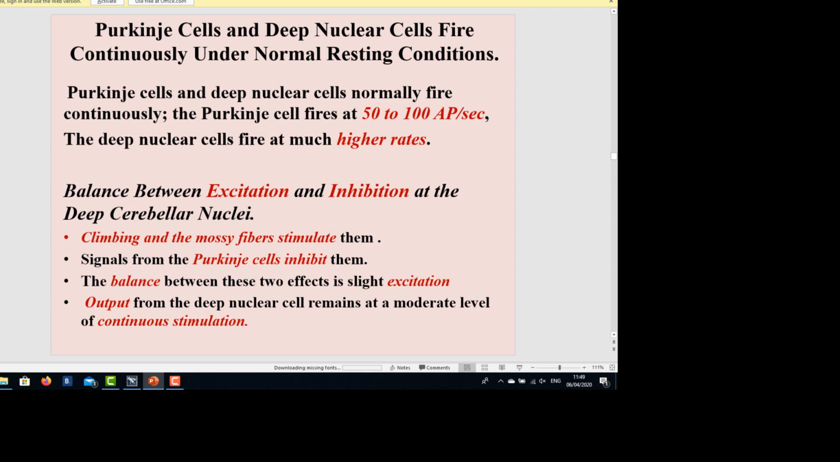The balance between excitation and inhibition is there at the deep cerebellar nuclei. Climbing and mossy fibers stimulate them. Signals from the Purkinje cells inhibit them. The balance between these two effects is slight excitation. Output from the deep nuclear cell remains at a moderate level of continuous stimulation.